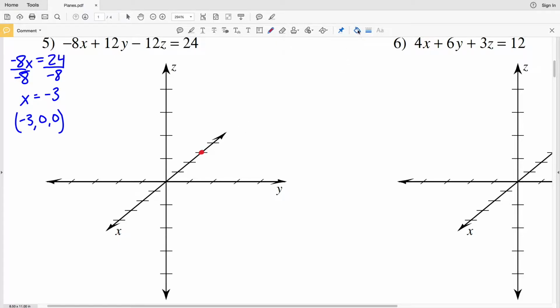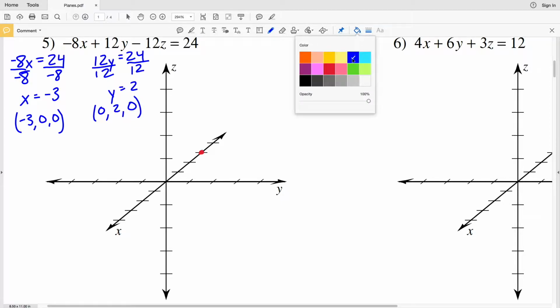So I'm going to plot negative 3, 0, 0. So going back 3, 0 to the right or left, and 0 up or down. Now let's find that y-intercept. The y-intercept occurs when x is 0 and z is 0. So that's going to be positive 12y equal to 24, and dividing by 12 will give me that y is equal to a positive 2, and that's when x is 0 and z is 0. So the next point I'll plot is 0, 2, 0. So 0 forward or back, 2 to the right, and 0 up or down.